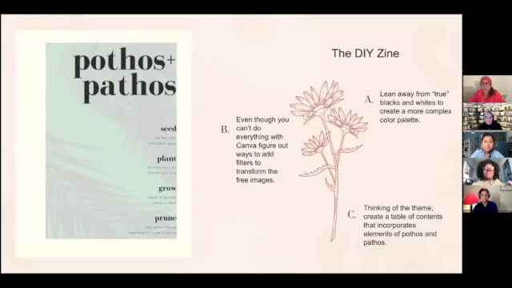In my design principles, I like to lean away from true blacks and whites to create a more complex color palette. I just wanted to point out that my text isn't black, it's an off black, and my background isn't white, it's an eggshell. Even though you can't do everything with Canva, you can figure out ways to add filters and transform free images.